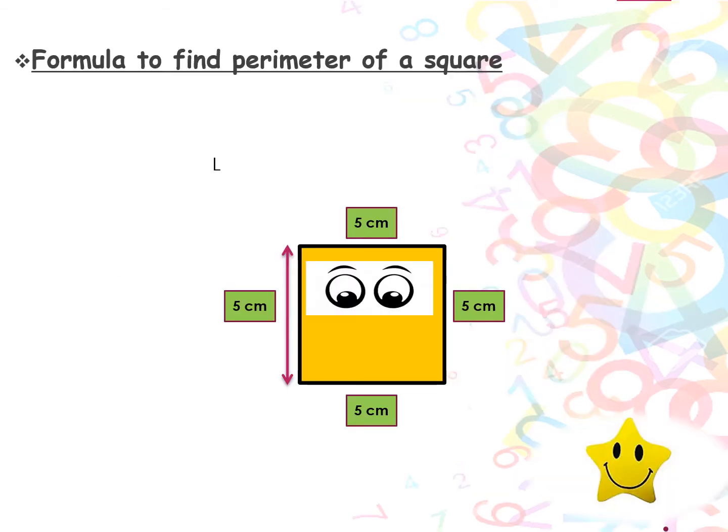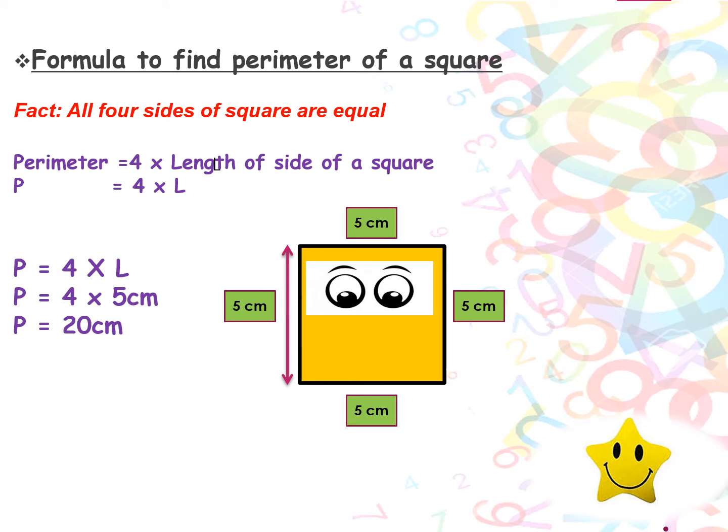So, as you can see in the yellow square shape, each side is 5 centimeter. And if we have to find the perimeter, then we can add them all. 5 plus 5 plus 5 plus 5 equals 20 centimeter. But there is another way to do this. Smart people have developed an easy way of doing this. This smart way is called a formula, and a formula is to save time and make life easy.